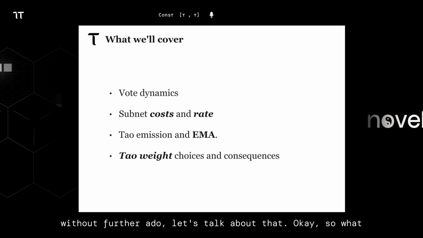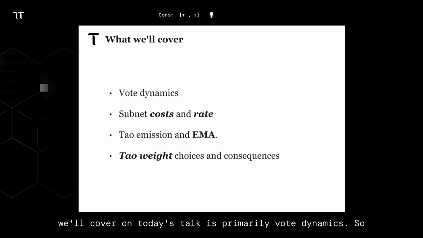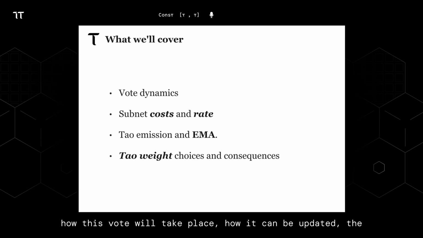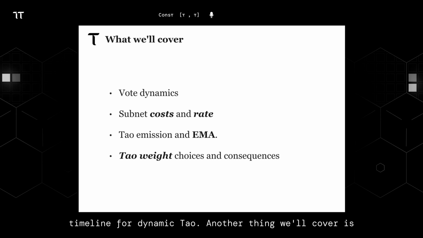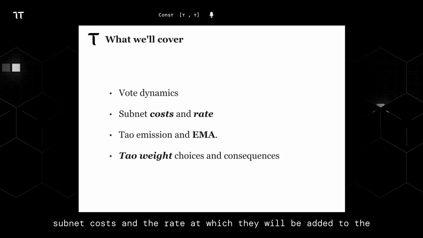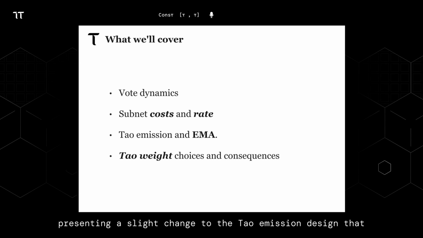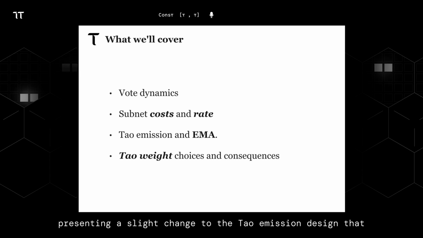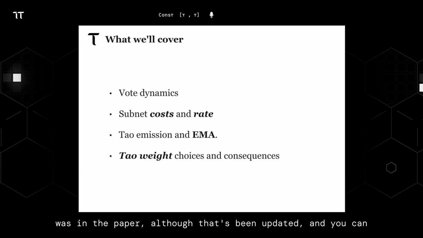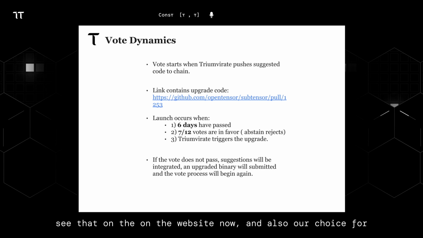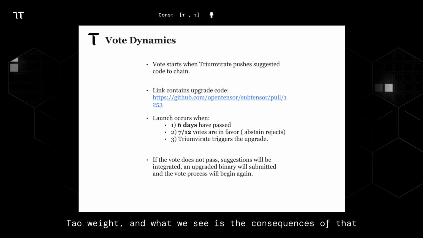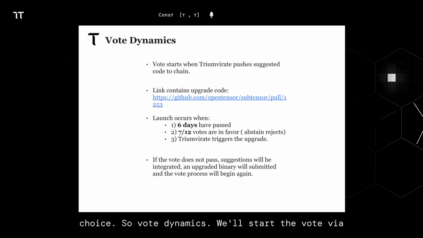Okay. So what we'll cover on today's talk is primarily vote dynamics. So how this vote will take place, how it can be updated, the timeline for dynamic TAO. Another thing we'll cover is subnet costs and the rate at which they will be added to the network. Those two things are highly related. We'll be presenting a slight change to the TAO emission design that was in the paper, although that's been updated and you can see that on the website now. And also our choice for TAO weight and what we see is the consequences of that choice.